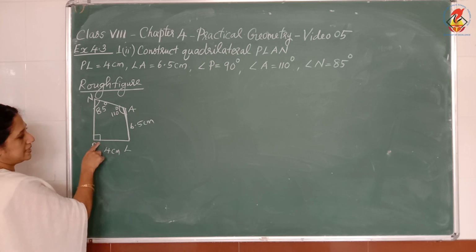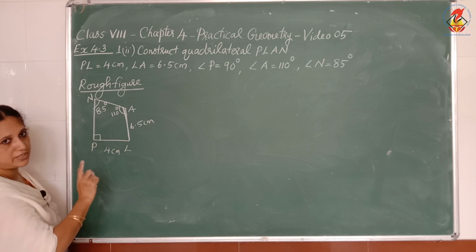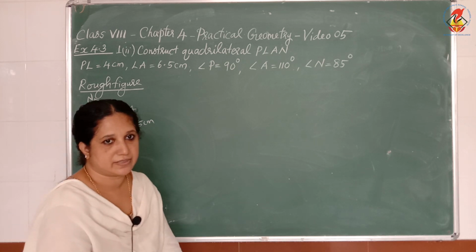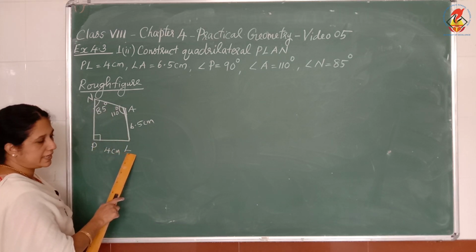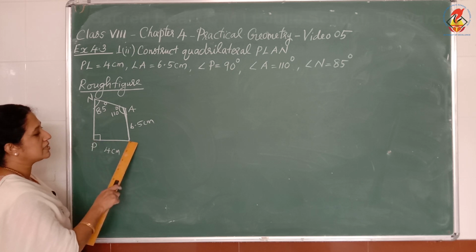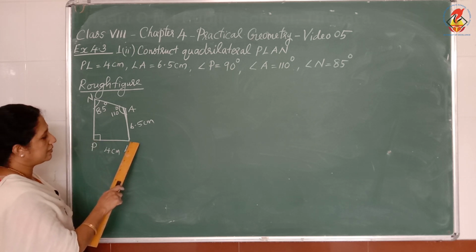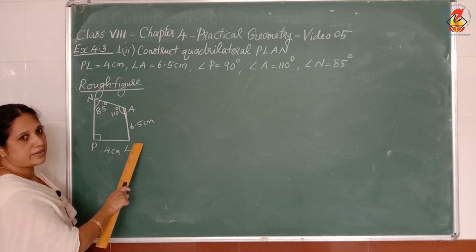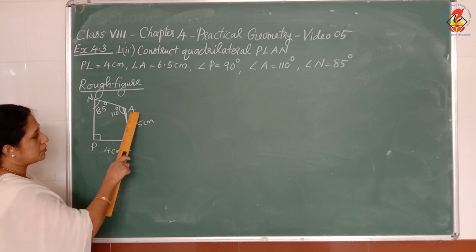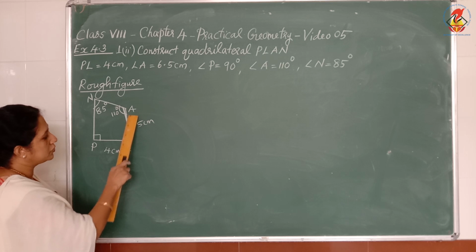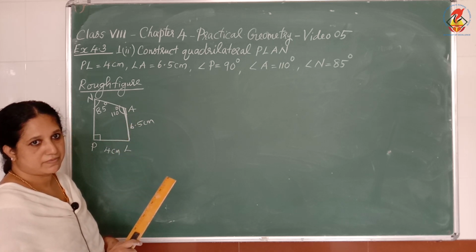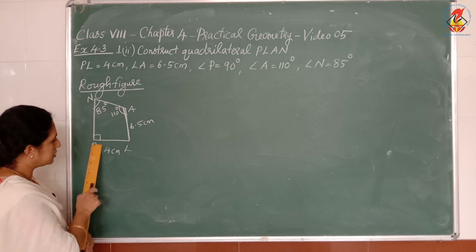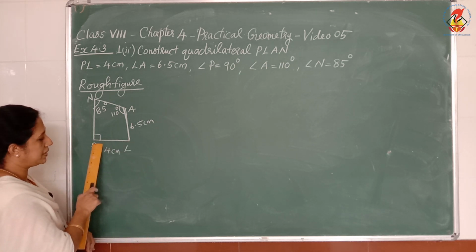Now angle P is 90 degree. Then angle L is not given. So how can we start the construction? If you draw PL, angle P is there but L is not there. Then can we draw this line segment LA? Not possible. Suppose you start from LA, first of all if you draw LA, angle L is not given. Then how can we draw LP?